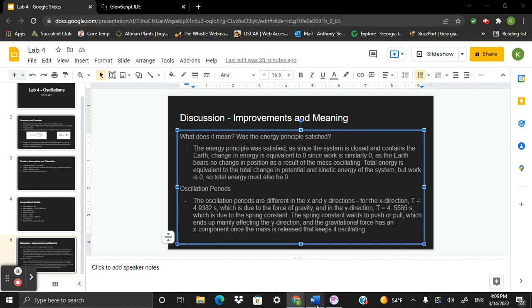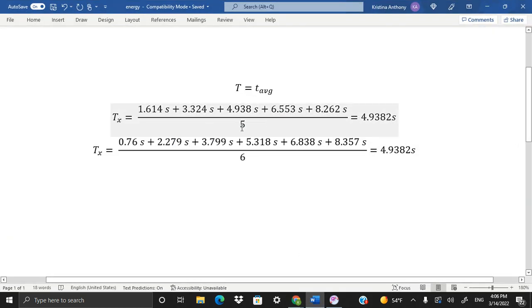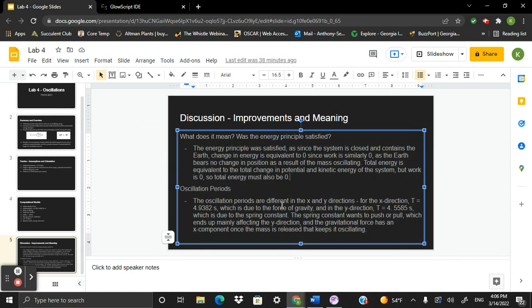For the oscillation periods, they were different in the x and y directions. This is just my work. And so the x direction is different due to the force of gravity, and the y direction is due to the spring constant. The spring constant wants to push or pull, which ends up mainly affecting the y direction, and the gravitational force has an x component once the mass is released that keeps it oscillating.